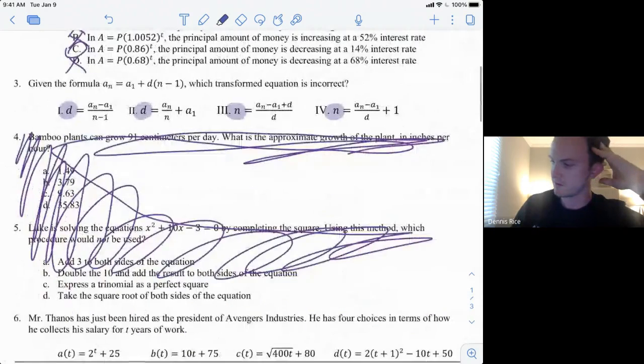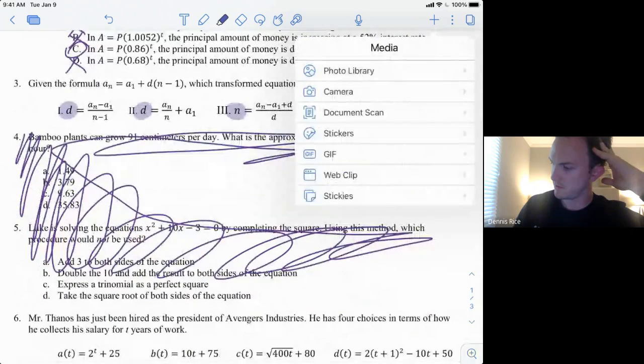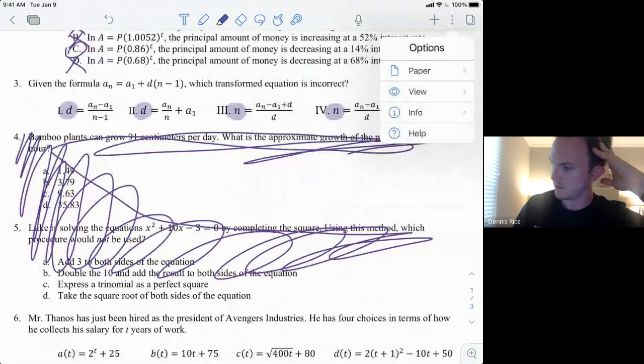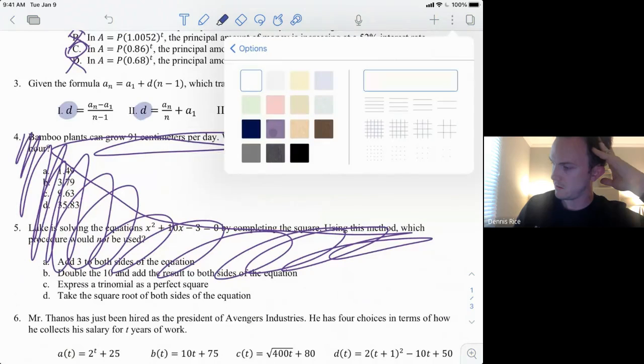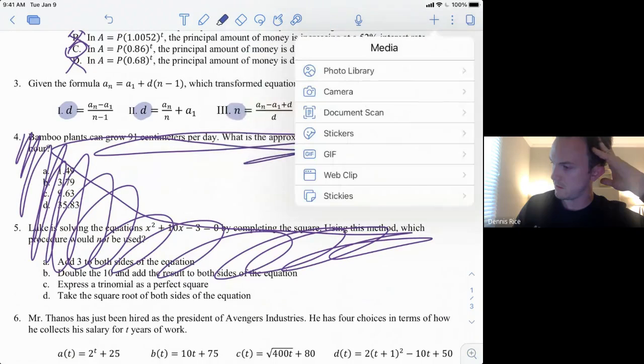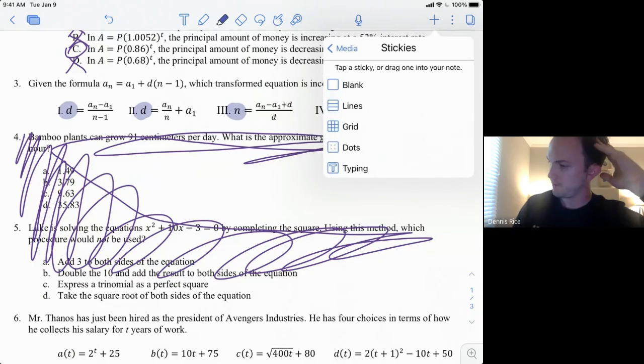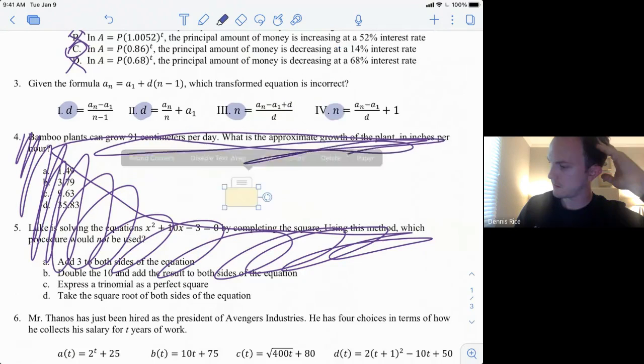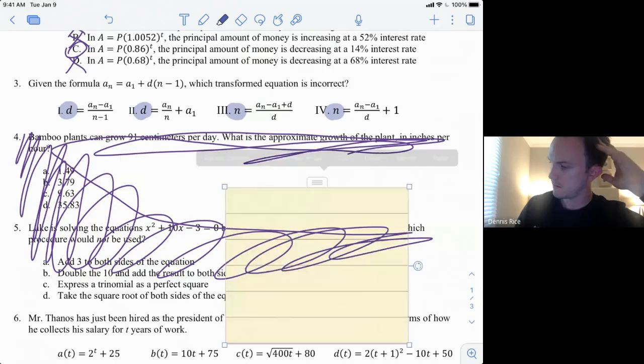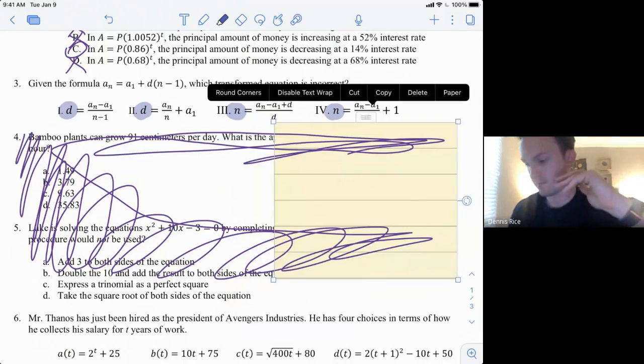I'm going to give myself some space. I never use these. What are they called? Stickies. Wait, where are the things? Stickies. Okay, so that doesn't work.